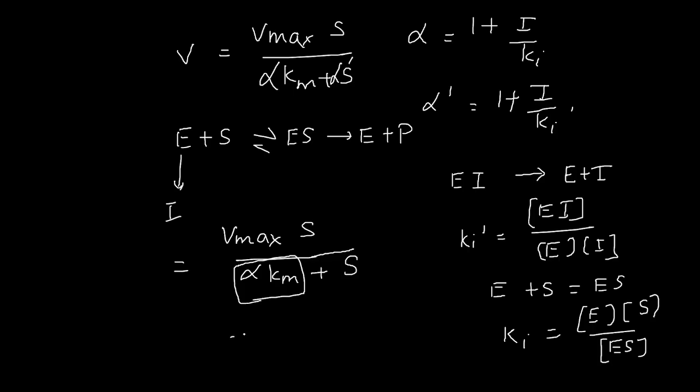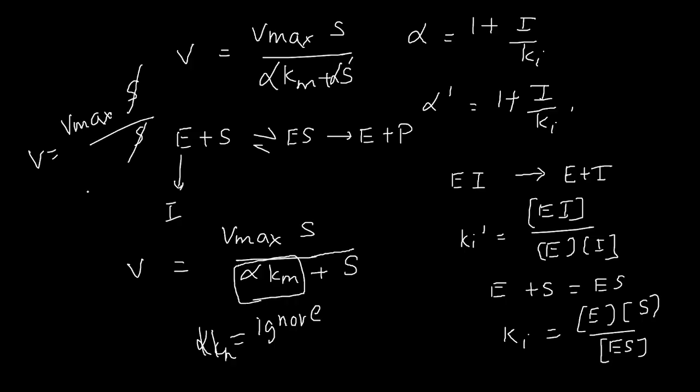Let's say when the substrate concentration is very high, just ignore this alpha Km value. Okay, then what will you get? When you ignore this, you will get V is equal to Vmax S by S. S is going to be cut off, so V is not going to be changed in the presence of competitive inhibitor. Okay.